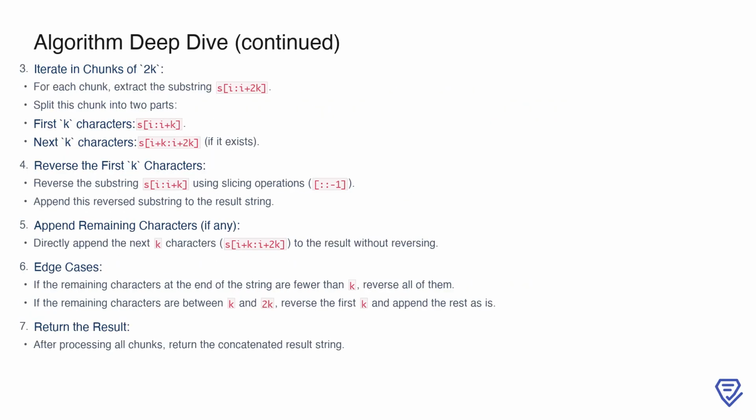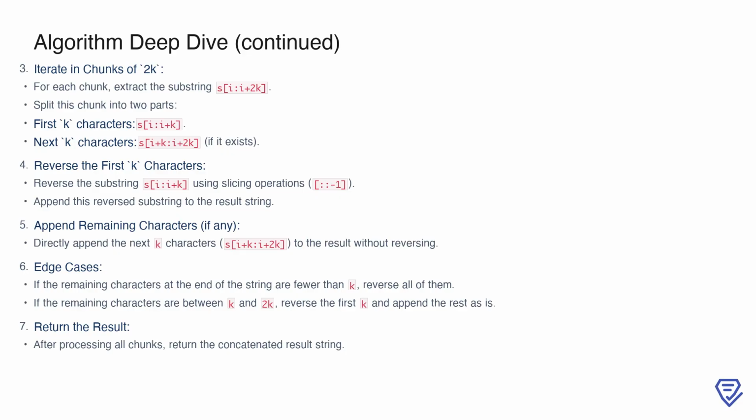Now, within each chunk of 2k characters, we begin by extracting a substring from the current index i to i plus 2k. This chunk is then split into two parts, the first k characters and the next k characters, if they exist. The first k characters are reversed using Python's slicing operation, ::-1, which provides a simple and efficient way to reverse substrings. This reversed portion is appended to the result string. Then, if there are any remaining characters in the chunk representing the next k characters, these are directly appended to the result without any modifications.